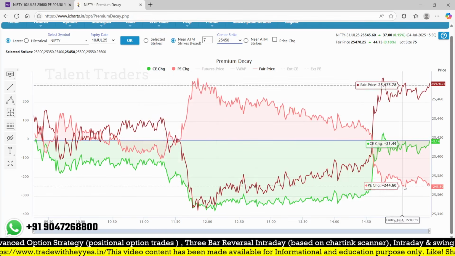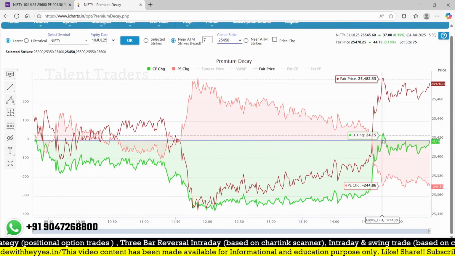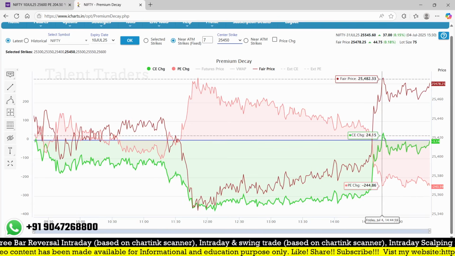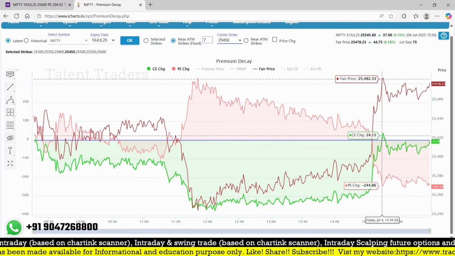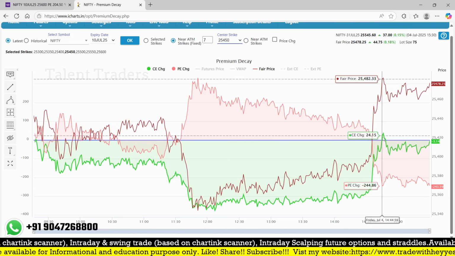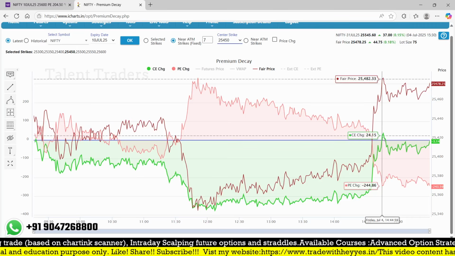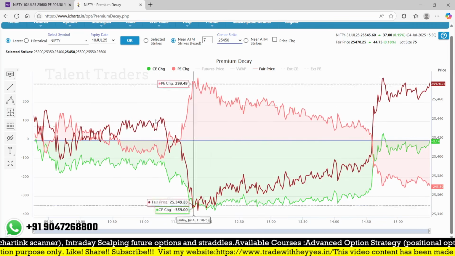So both the premiums are going down, and this is the point where the call is moving up, but it was not closed. It is not big because it is an intraday time which you are seeing. Near the closing hours, time decay would be very fast. We know that, so you should avoid the nearby closing hours. Okay, so here we find an opportunity.